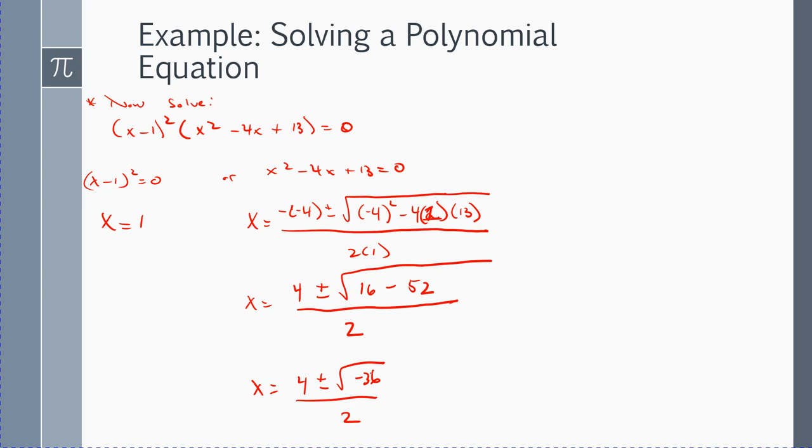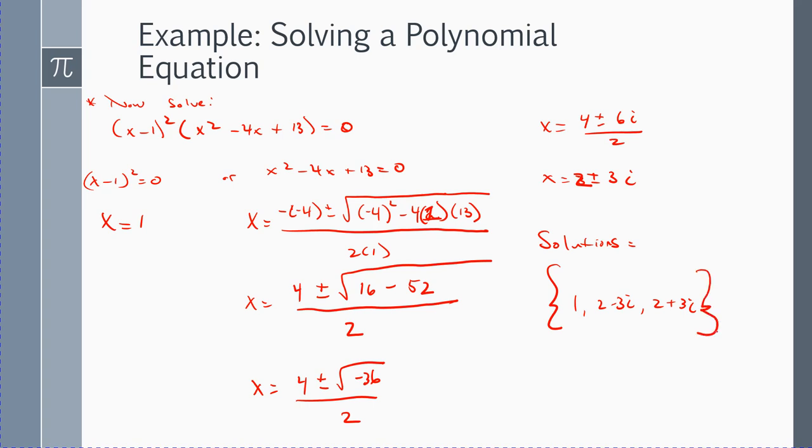So moving this over here, the square root of negative 36 becomes 6i. And then both 4 and 6 divide by 2 to get 2 plus or minus 3i. So my solutions: you could see x could be 1, then it could be 2 minus 3i, or 2 plus 3i. So this one was a little hard as you had to do that rational zero theorem twice.